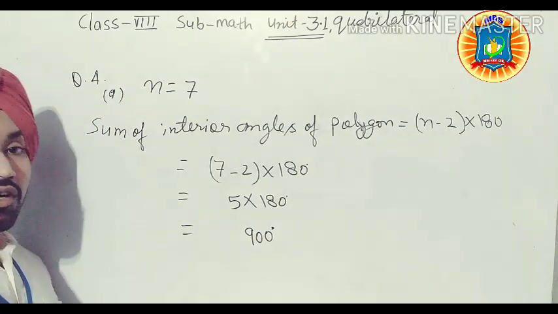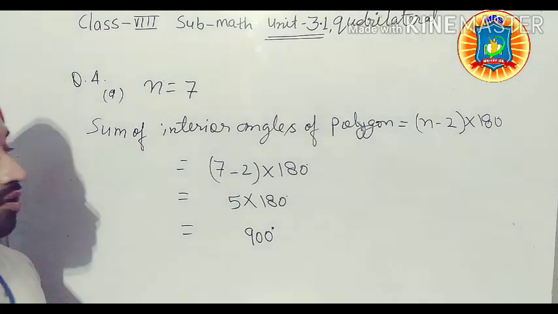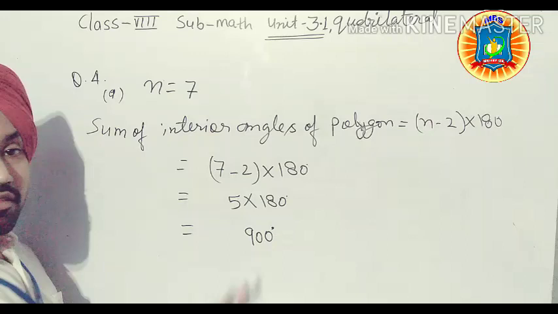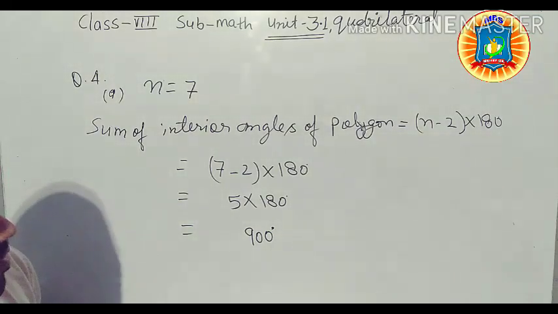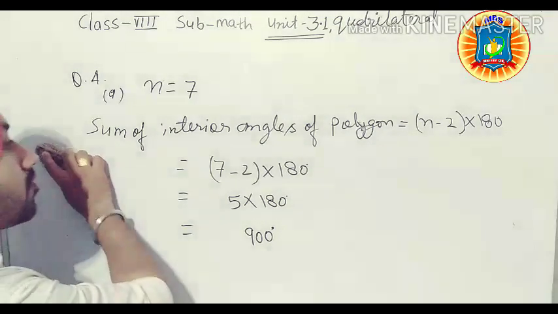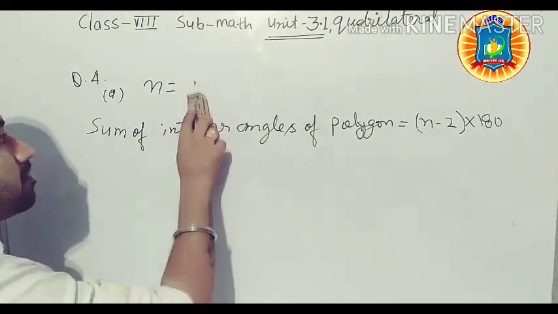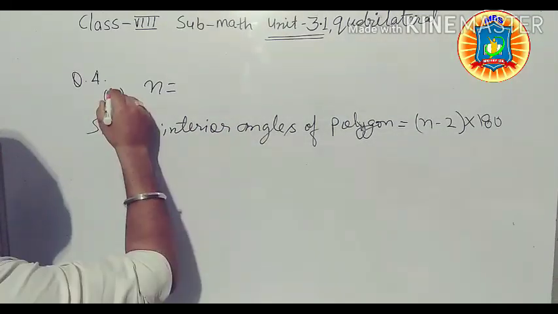So a polygon having 7 sides is a heptagon. So the sum of interior angles of a heptagon is 900 degrees. Let's do the next question. It is the B part of question number 4.